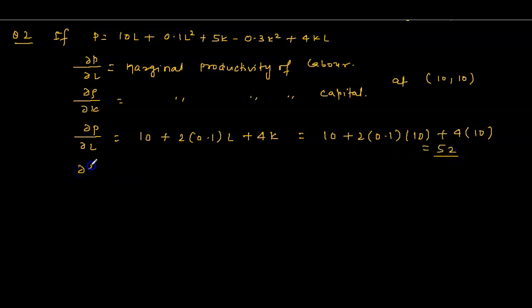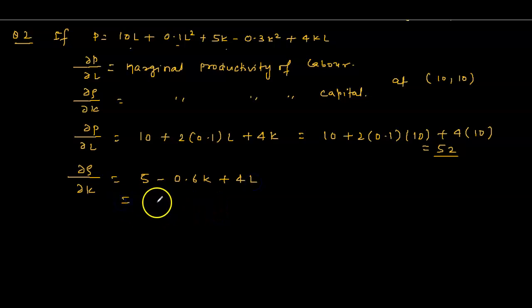Similarly, we can find the marginal productivity of capital, del P by del K. This term is 0, this is 0, this is 5 minus 0.6K, and this is plus 4L.